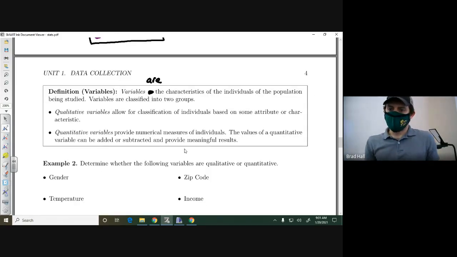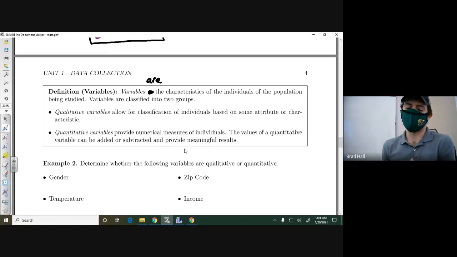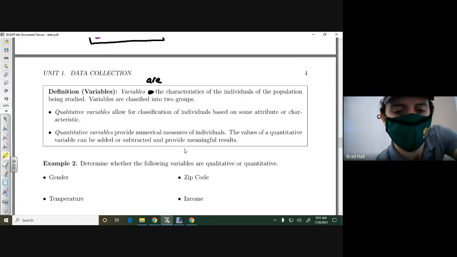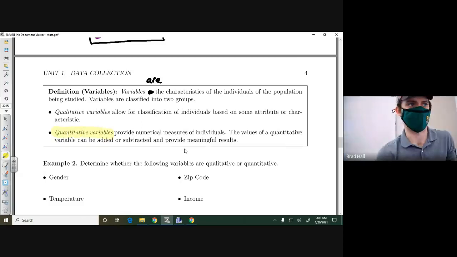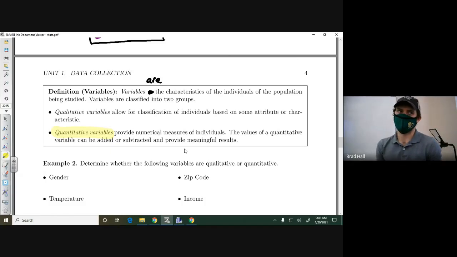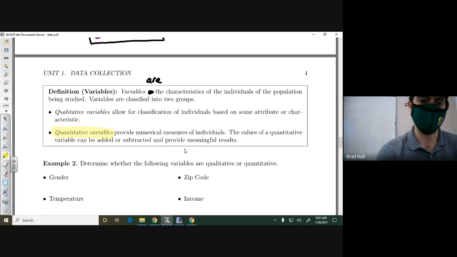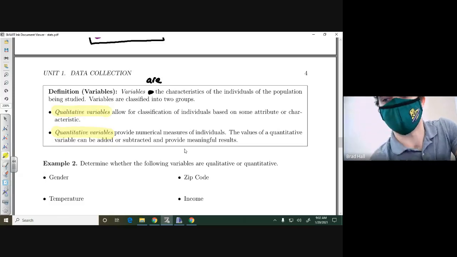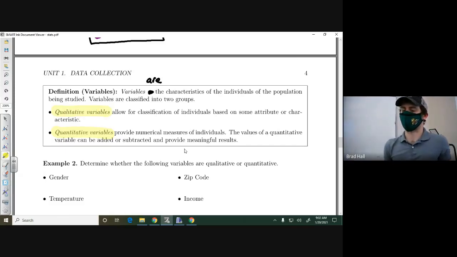Qualitative and quantitative. I think it might be easier to talk about quantitative first. Quantitative, the root is quantity. So this is a numerical measure, in the sense that standard operations of addition and subtraction can be performed and still provide meaningful results. I'll explain what that means in a second. Ultimately, not every number is a quantitative variable. Qualitative is the opposite. This is a classification based off of attributes or characteristics.